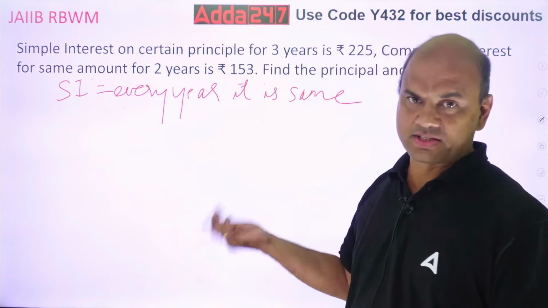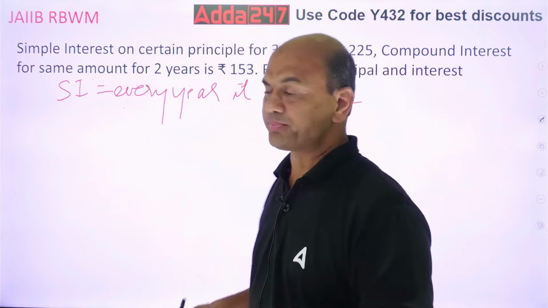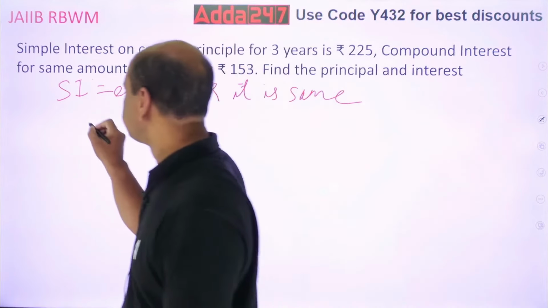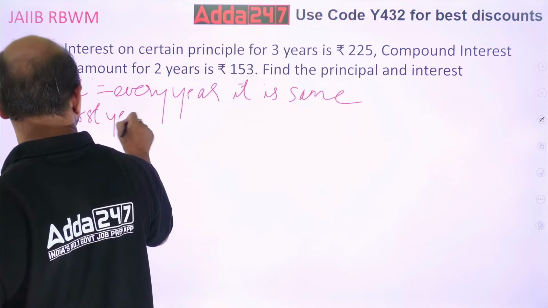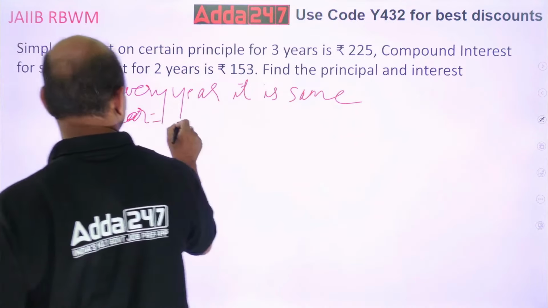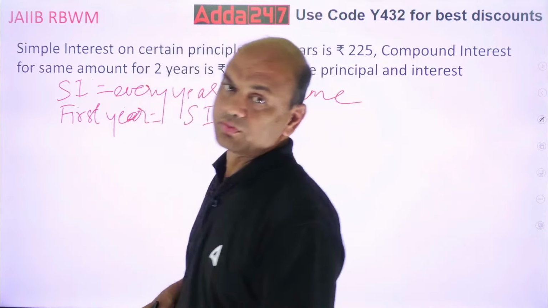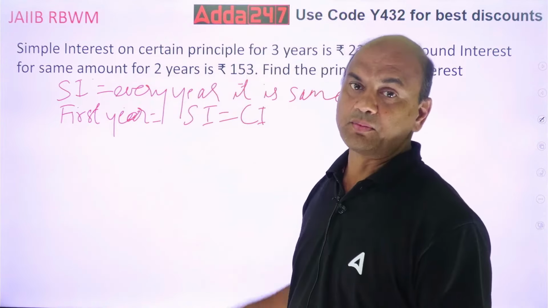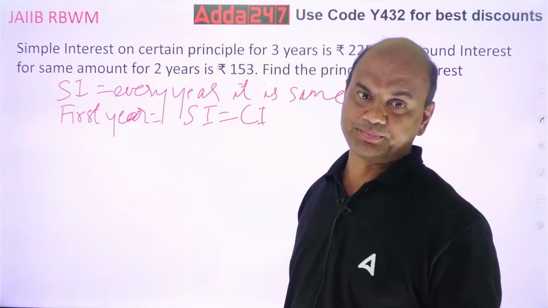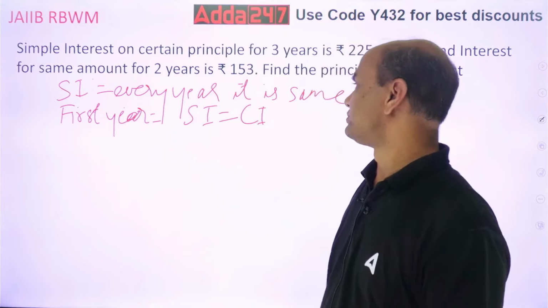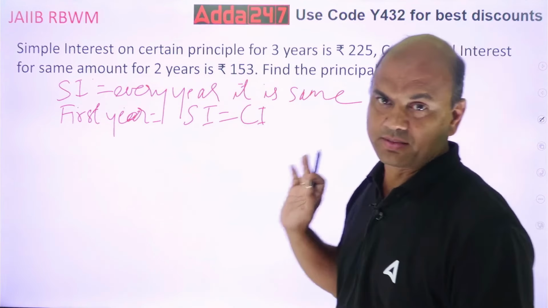Compound interest will change every year. First year both simple interest and compound interest will be same. Kindly note this also. First year, SI equals CI, compound interest. I am talking about yearly compounding. If I am doing yearly compounding, then in the first year simple interest and compound interest will always be same.